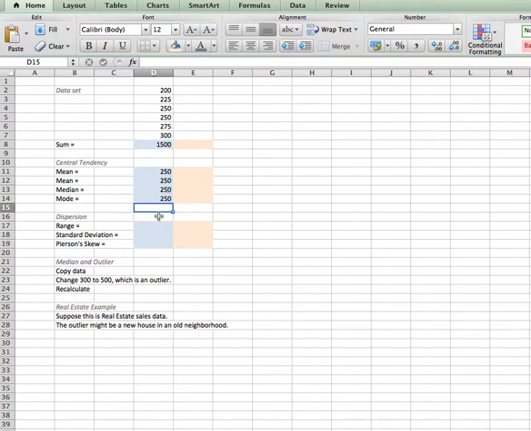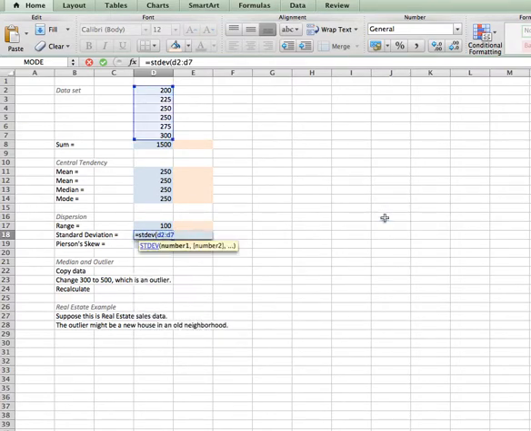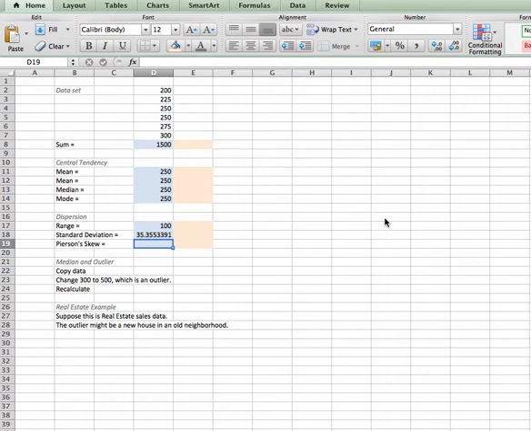Now let's move on to the category of dispersion and calculate range. And that is largest minus smallest, so that's cell D7 minus cell D2. And so the range is 100. Now we'll calculate standard deviation using Excel's function, which is STDEV. And we see the standard deviation is 35.355.